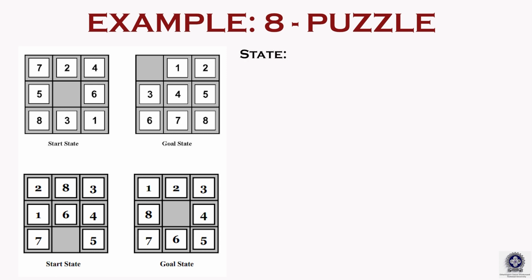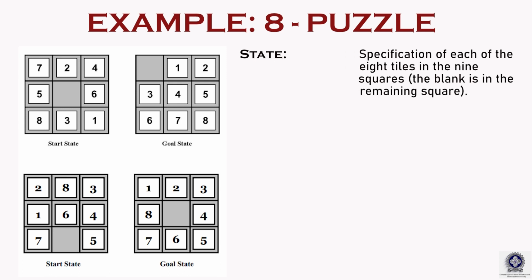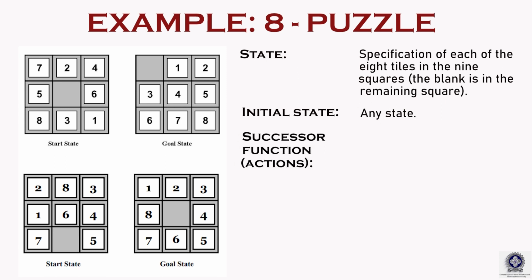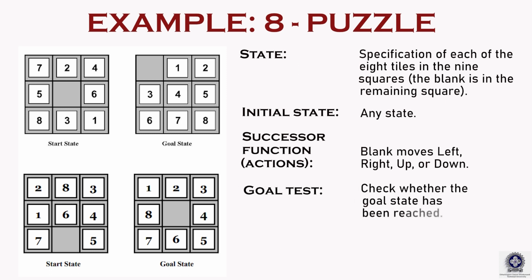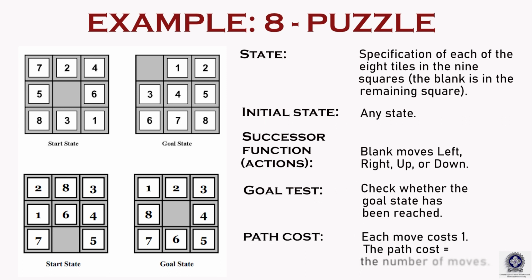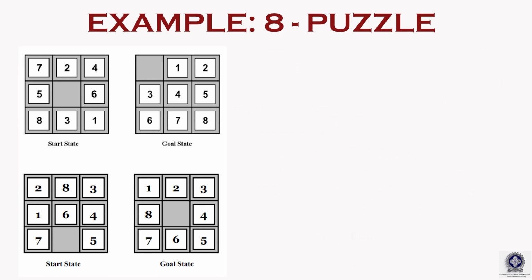So, state means specification of each of the 8 tiles in the 9 squares. The blank is in the remaining square. The initial state means any state. Successor function, that means action: the blank moves left, right, up or down. Goal test: check whether the goal state has been reached. Path cost: each move costs 1. The path cost is equal to the number of moves.